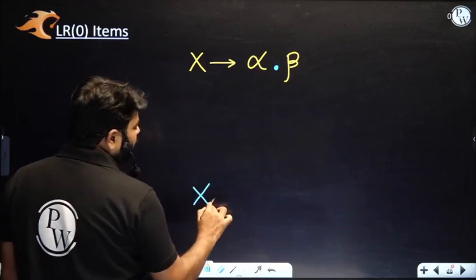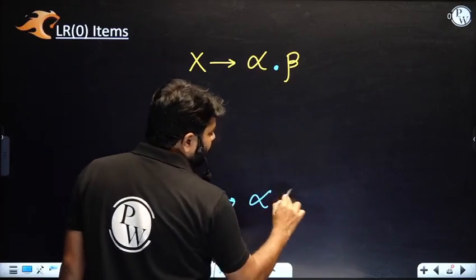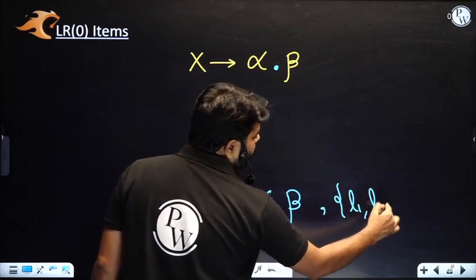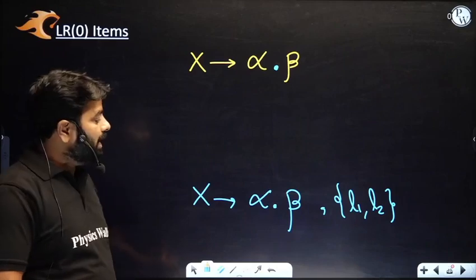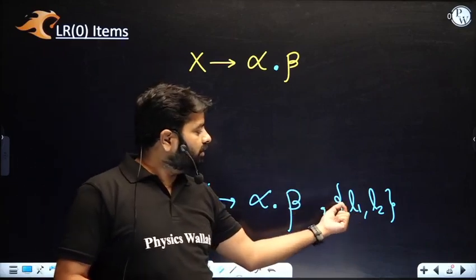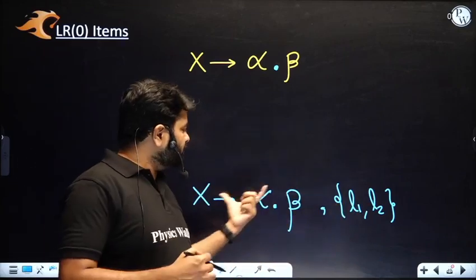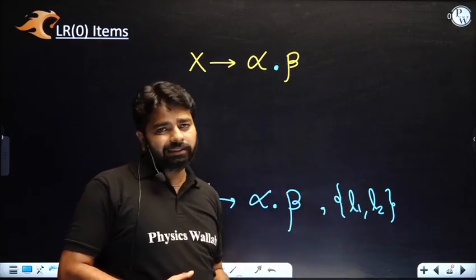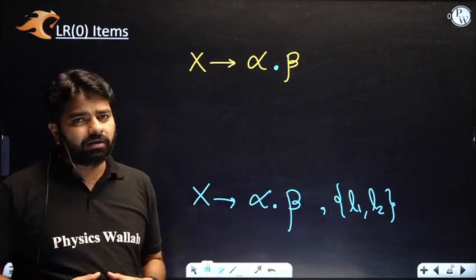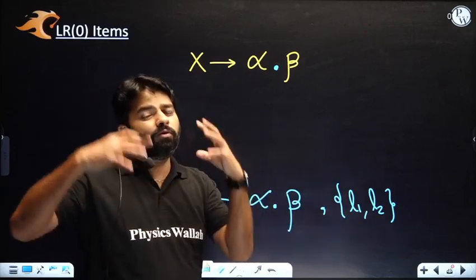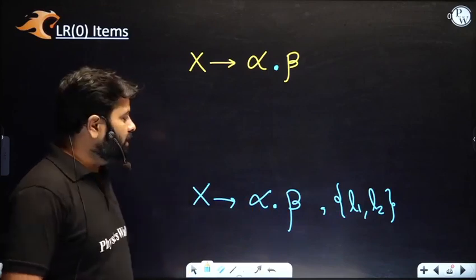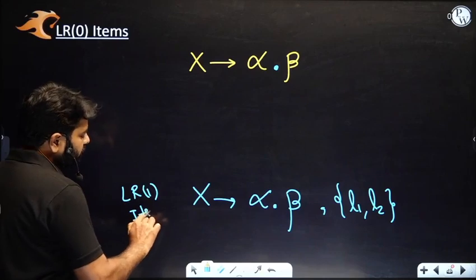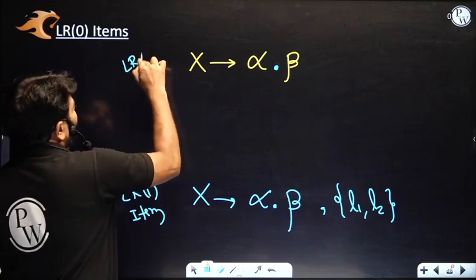In future, you will have the dot and also a comma, and you will maintain some lookaheads like L1, L2, something like that. Then this is called an LR1 item, where we track the terminals that may follow after this production. We don't compute who is a follower of X. Directly we keep who is the follower of X with the help of the productions that you track. So this is basically an LR1 item. This is called an LR0 item.